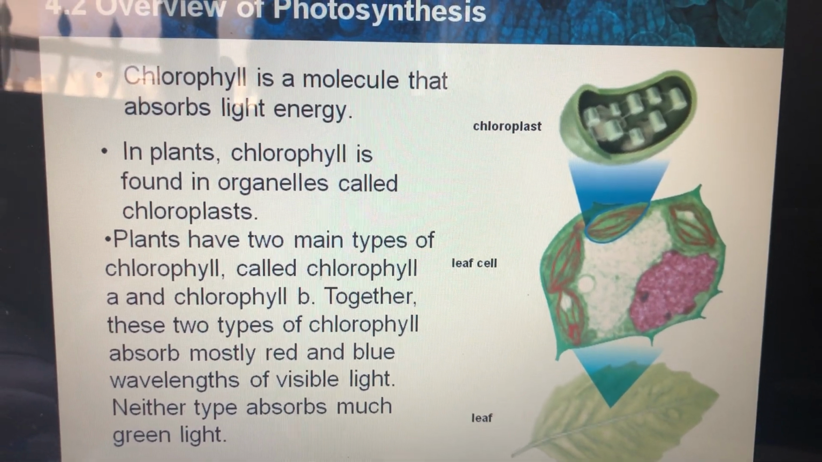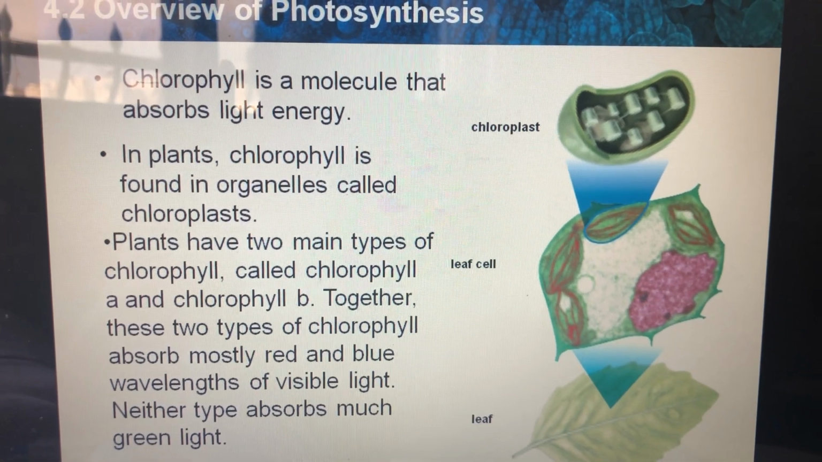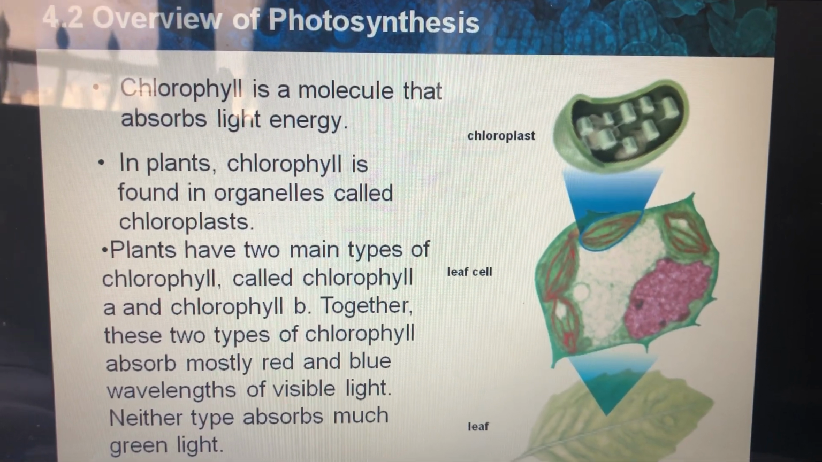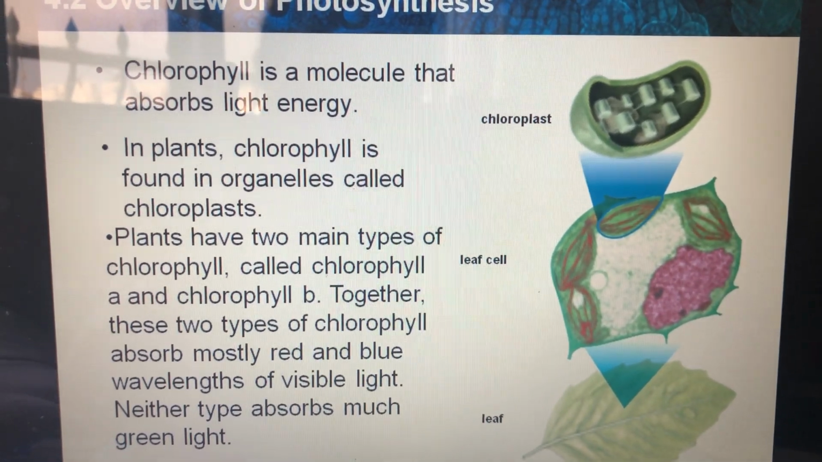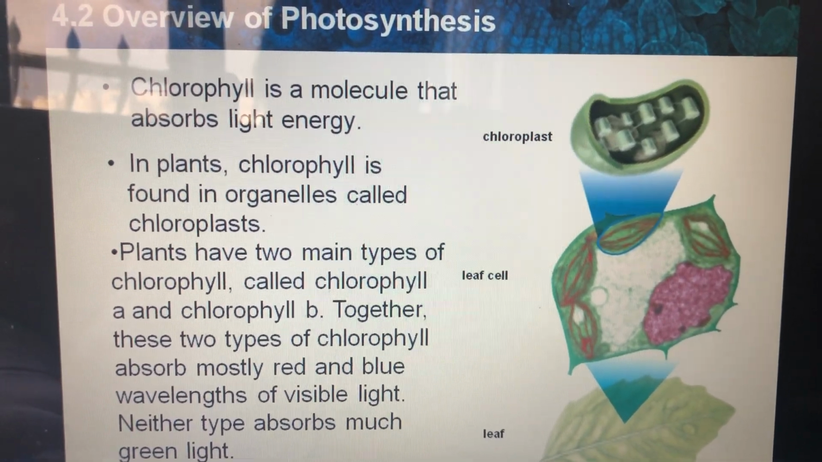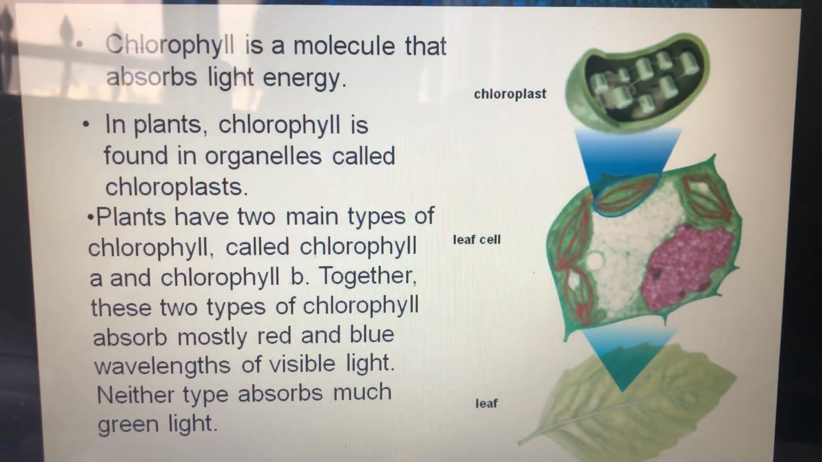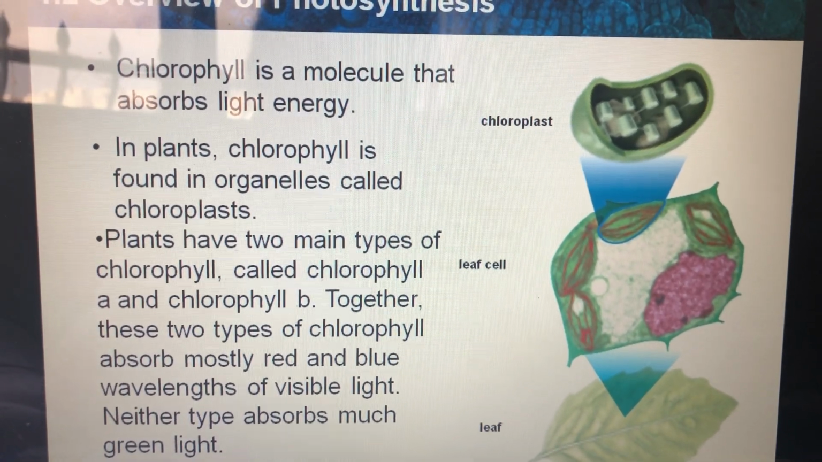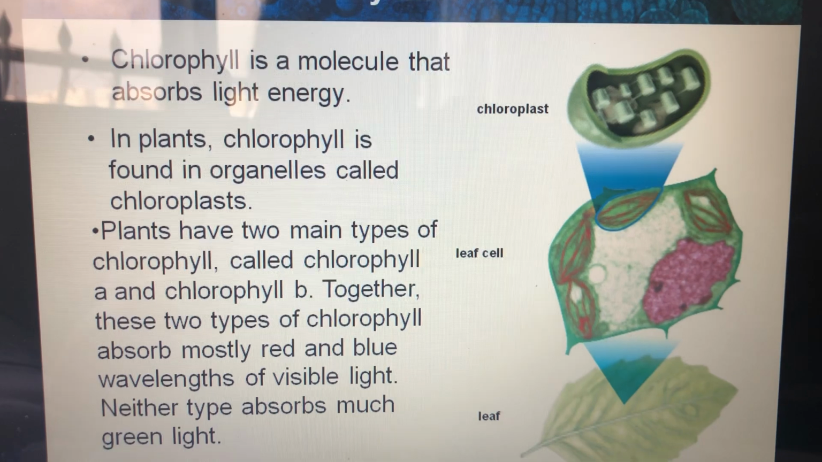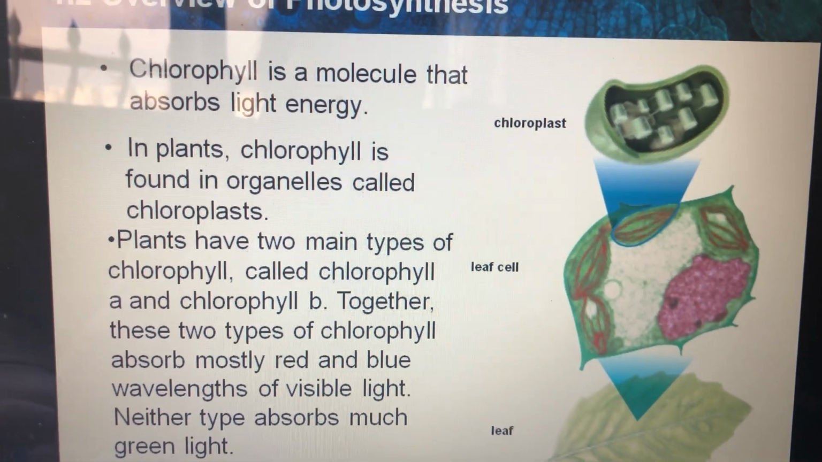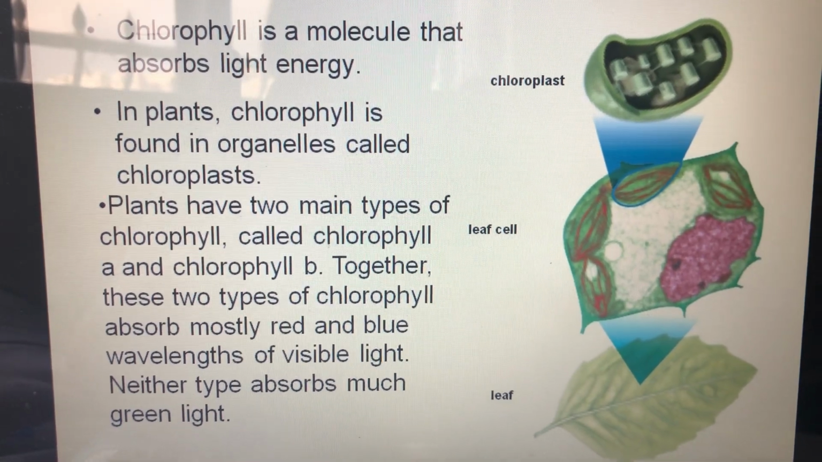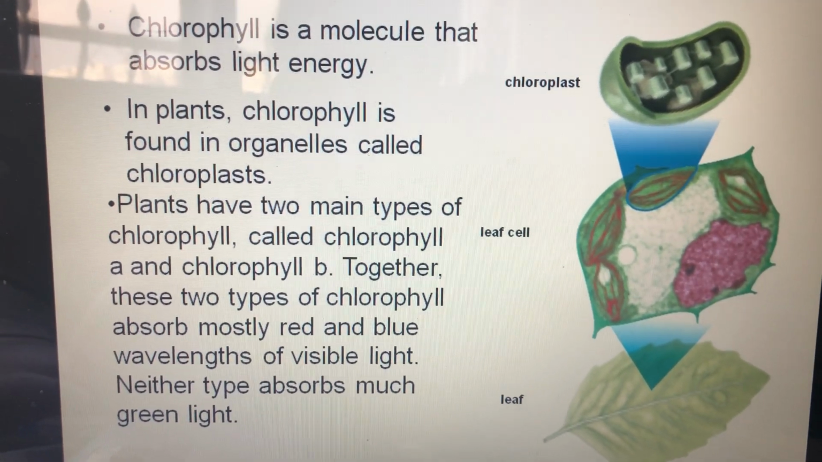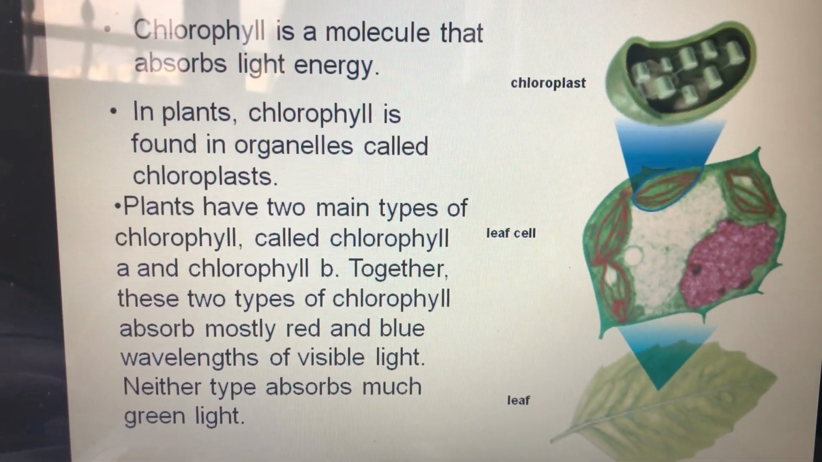Of course, plants have many chloroplasts in each cell to make the food of the plant, and the chloroplasts are mainly found in the leaves of the plant. Now, chlorophyll A and chlorophyll B together are responsible for absorbing most red and blue wavelengths of visible light. But neither type absorbs much green light.